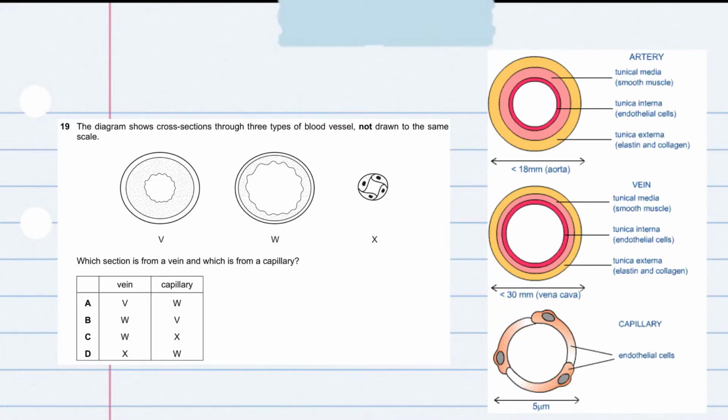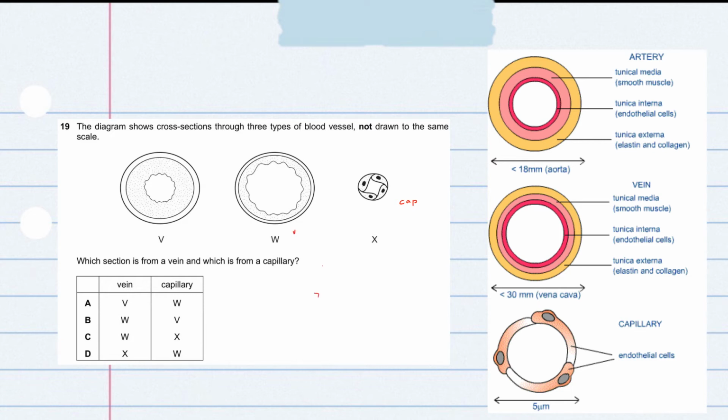Question 19 says, the diagram shows the cross sections through 3 types of blood vessel not drawn to the same scale. Which section is from a vein and which is from a capillary? You can tell this is a capillary because the vein and the artery always look similar when it comes to structure and shape. So these two are the arteries and veins, V and W.